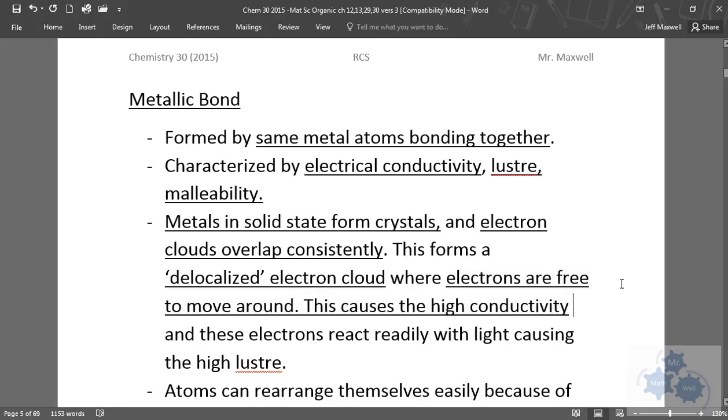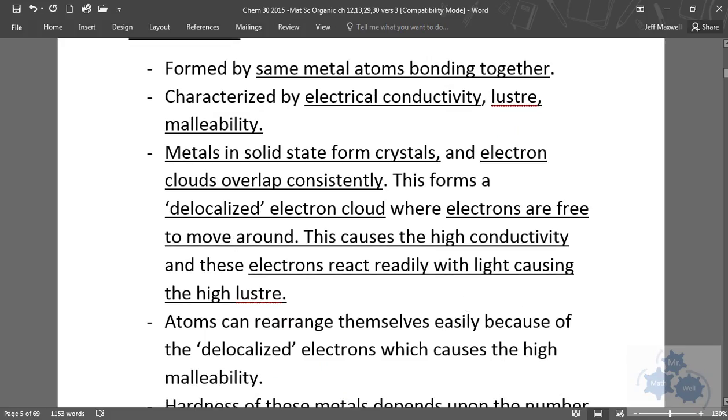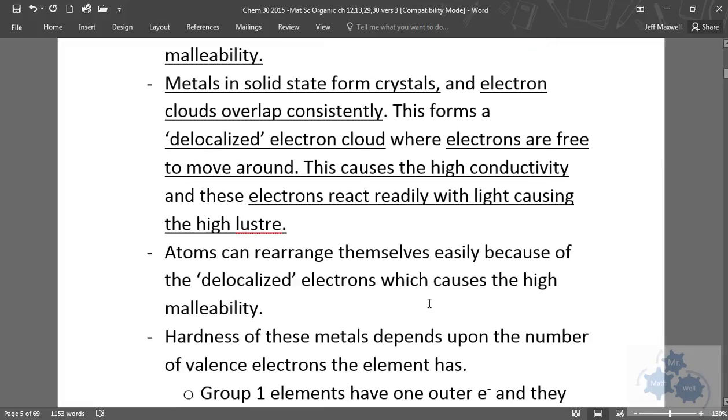Also, the electrons in this delocalized cloud react readily with light, causing the high luster. Apparently, the spell check does not like the French version of luster, but anyways. Atoms can rearrange themselves quite easily because of this delocalized electron cloud, which causes the high malleability.